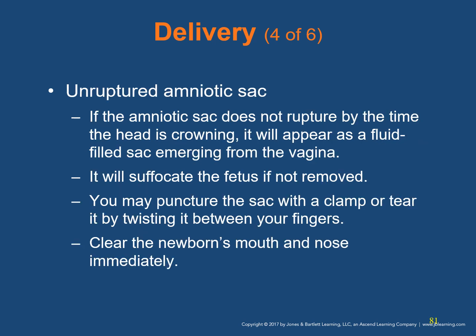Unruptured amniotic sac. Usually the amniotic sac will rupture at the beginning of labor or during contractions. If it has not ruptured by the time the fetal head is crowning, it will appear as a fluid-filled sac emerging from the vagina. The sac will suffocate the fetus if it is not removed. You may puncture the sac with a clamp or tear it by twisting it between your fingers.